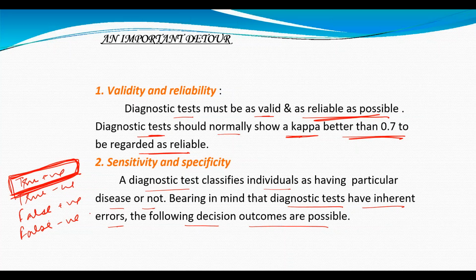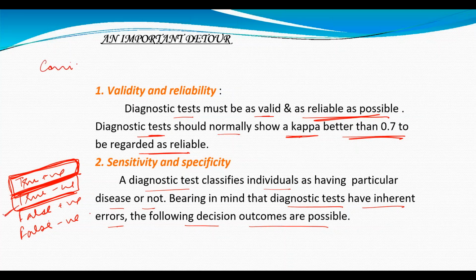What is true negative? True negative means when you get the result as negative and the disease is also not present. So true negative is when you get the negative result in the absence of the disease.